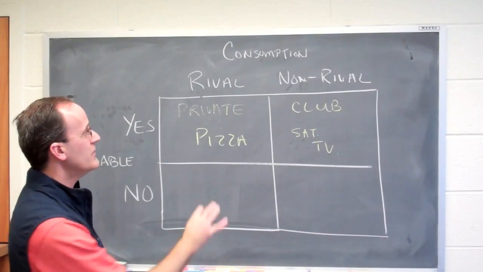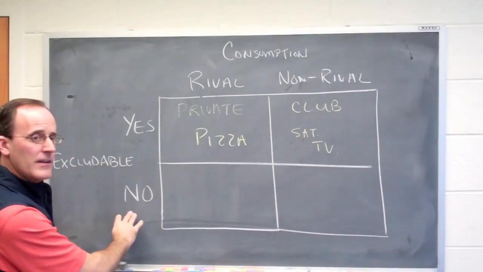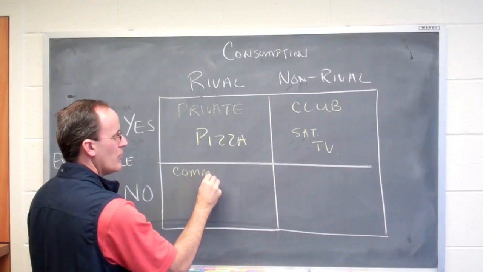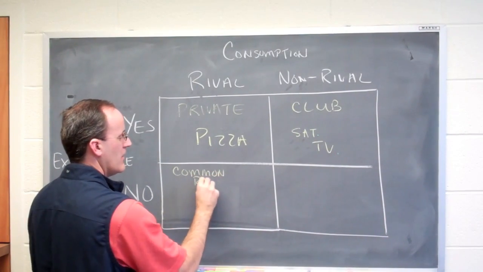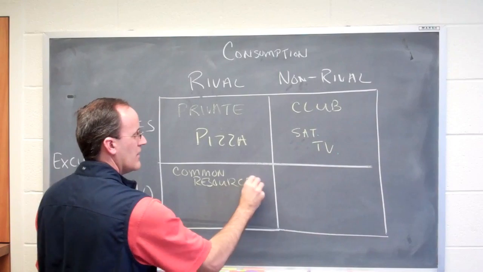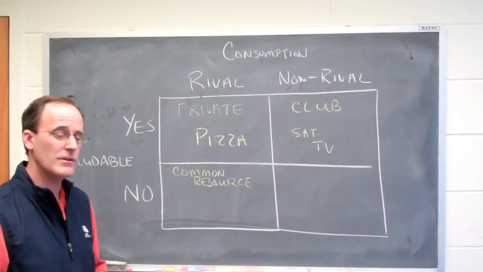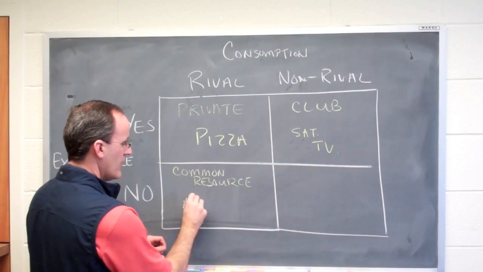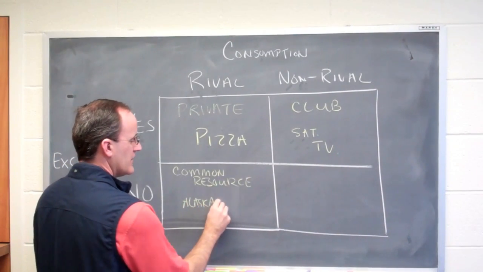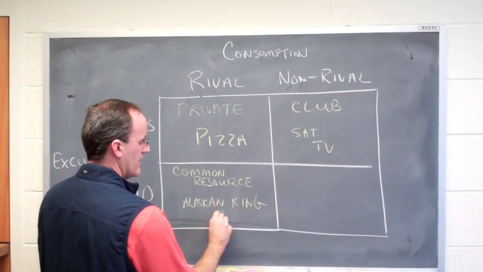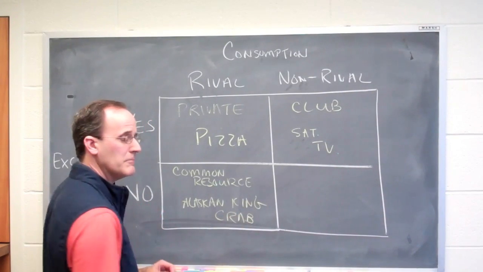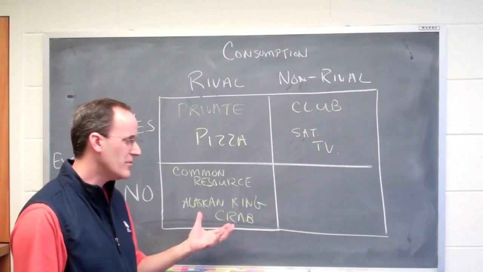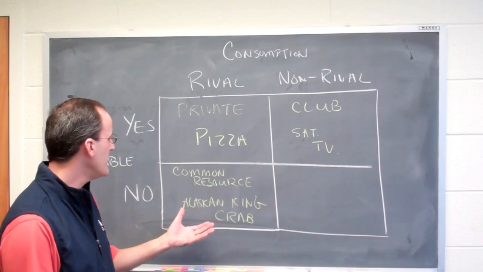Let's move down here to the lower left-hand box. And now we're going to look at goods which are rival in nature, and they're difficult to exclude individuals. So what you want to think about are what are referred to as common resource goods. Common resource goods are things where we have to worry about exhausting them. So let's think about Alaskan king crab.